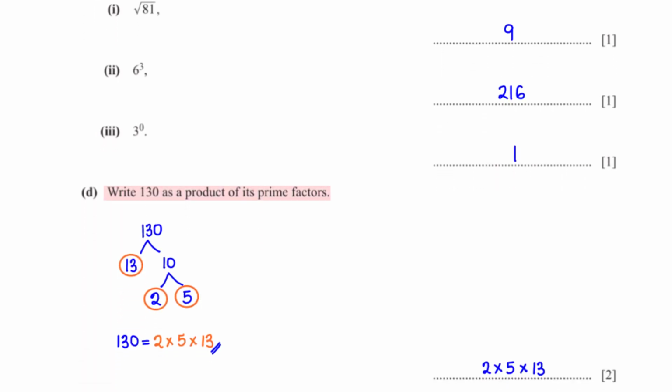Write 130 as a product of its prime factors. 130 can be rewritten as 13 times 10. 13 is a prime number, so we circle it. 10 can be rewritten as 2 times 5. 2 and 5 are prime numbers, so we circle them. So now we have 130 equals 2 times 5 times 13.